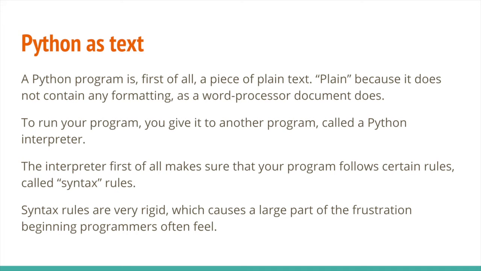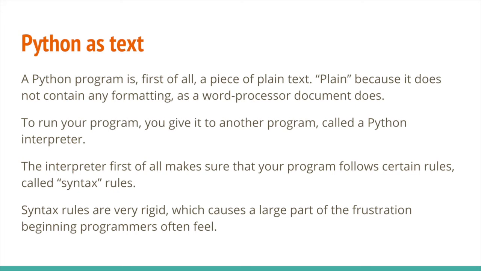So a Python program is, first of all, a piece of plain text. Plain because it does not contain any formatting, as a word processor document does. So there's no italics, there's no bold, there's no big fonts, small fonts, just characters. And to run your program, you give it to another program called a Python interpreter.